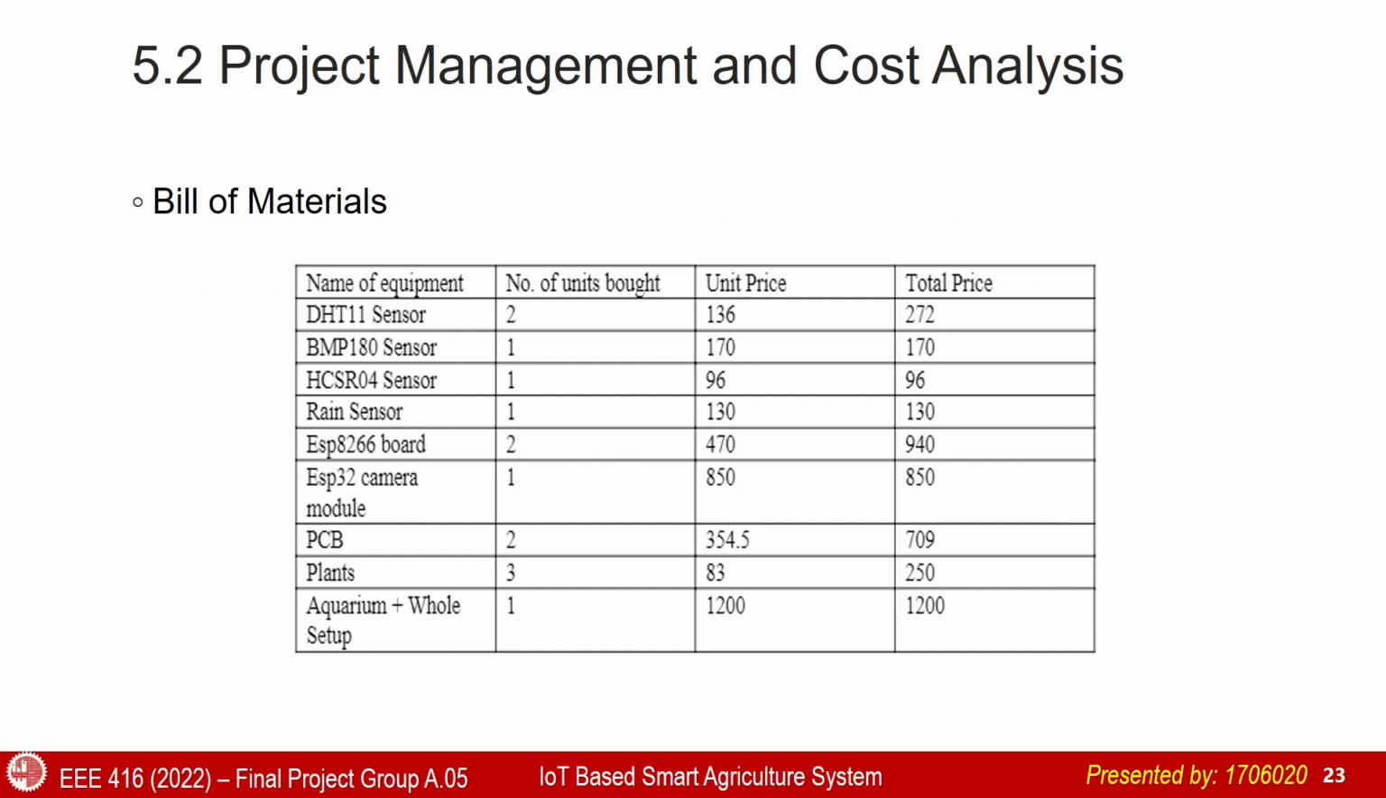Here we come to the bill of materials. The bill contains equipment like the DHT11 sensor, BMP180 sensor, HC-SR04 sensor, rain sensor, ESP8266 boards, ESP32 camera module, PCB plants, and an aquarium. The number of units bought, the unit price, and the total price have all been shown in a table.